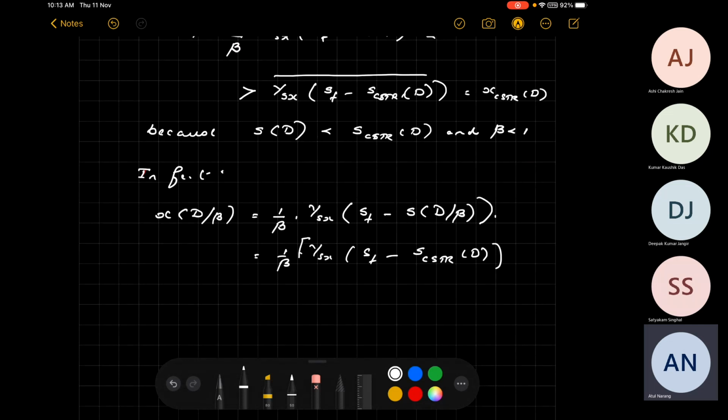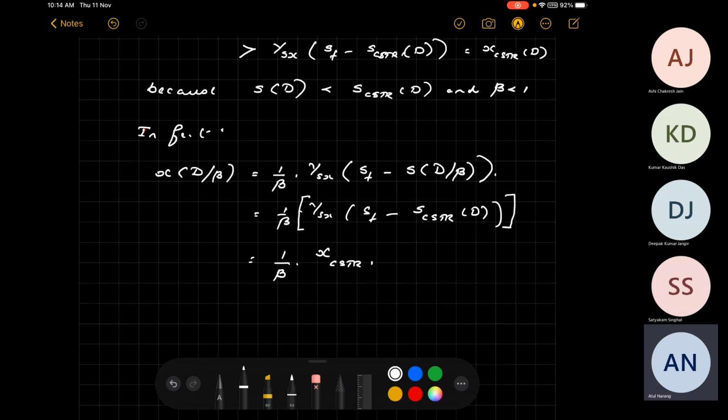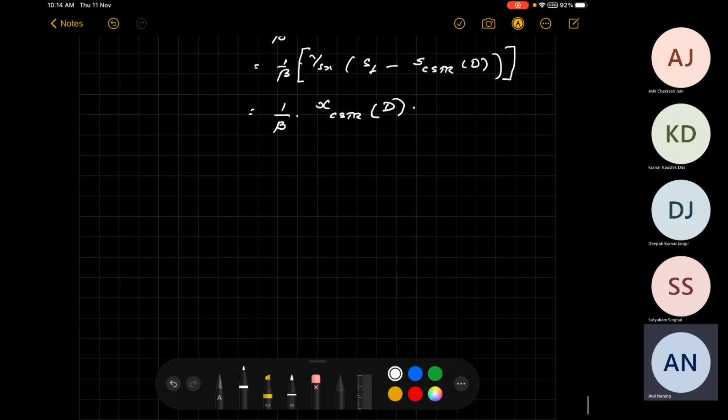But this expression in square brackets is nothing but the value of the biomass concentration in a CSTR. So you get 1 over beta multiplied by X_CSTR, and this is at D. This is the result that I have. Now I want to put that in a graphical figure to show you what's going on.